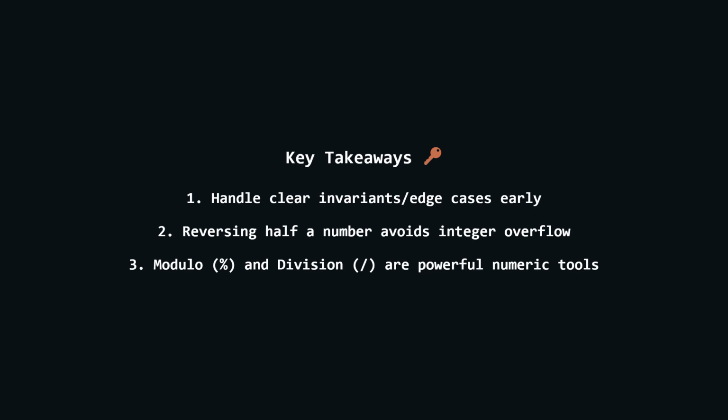To wrap up, this problem teaches us some great lessons. Handling easy edge cases upfront saves work. Reversing only half of a number is a smart way to prevent integer overflow. And basic operators like modulo and division are incredibly powerful for number manipulation.